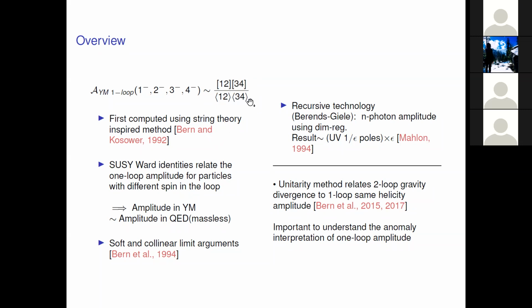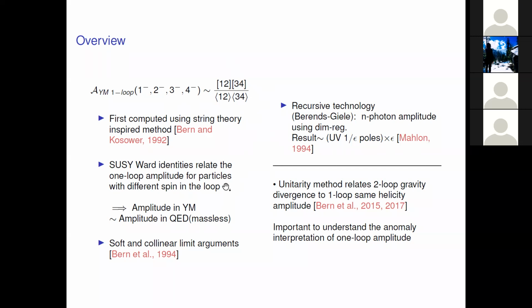This result was first computed using a string-theory-inspired method by Bern and Kosower. Later on, this result in Yang-Mills was related to the result in QED by using supersymmetric Ward identities, which relate the one-loop amplitude for particles with different spin in the loop. For example, the gluon running in the loop is related to a fermion running in the loop. That is why this result is also valid in massless QED.